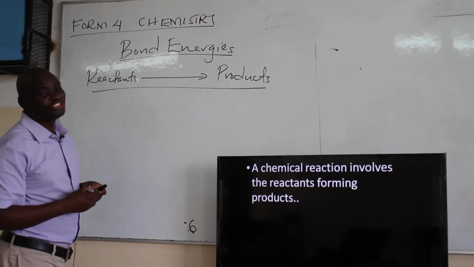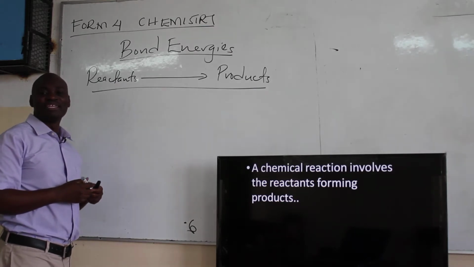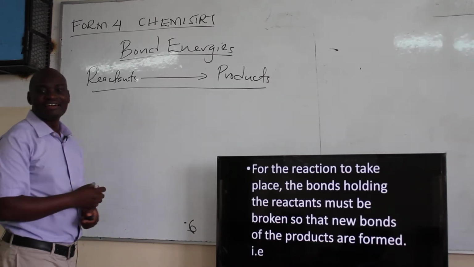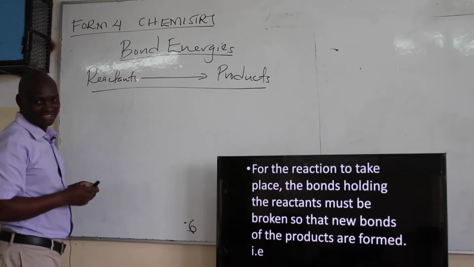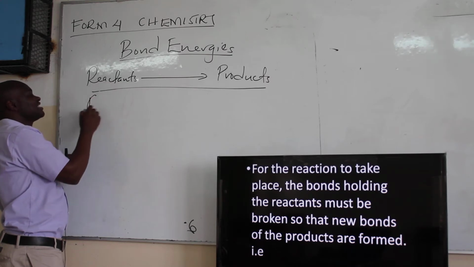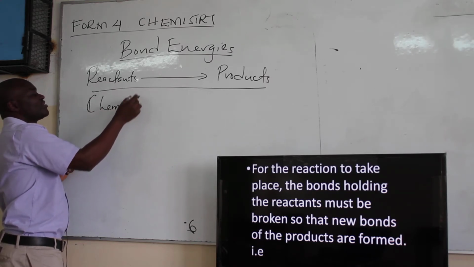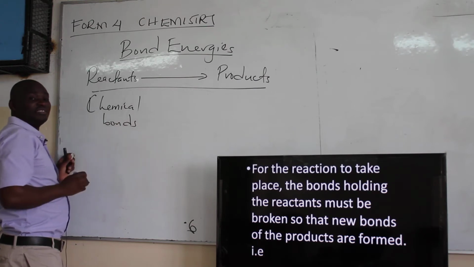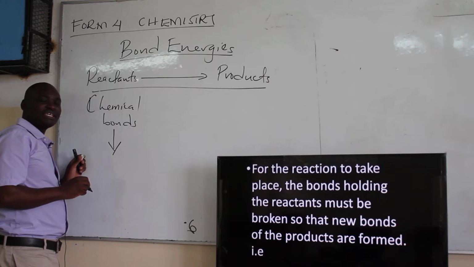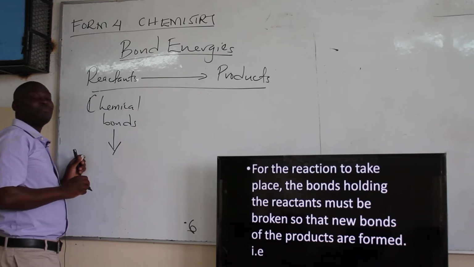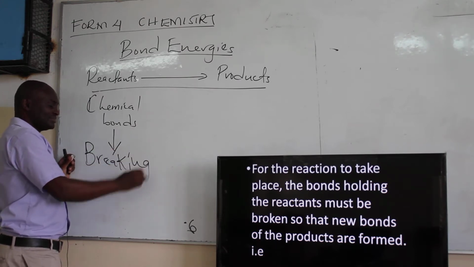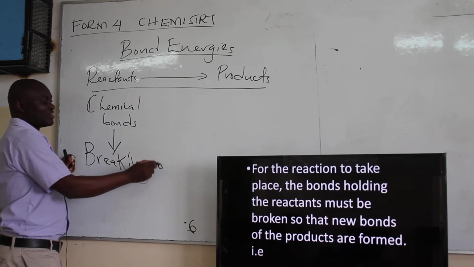Now, chemical changes, chemical reactions normally involve reactants forming products. And remember, reactants are chemicals, and these chemicals are made up of chemical bonds. So one of the steps involved in chemical changes is the breaking of the existing bonds. So we have bond breaking, that is, breaking of bonds.